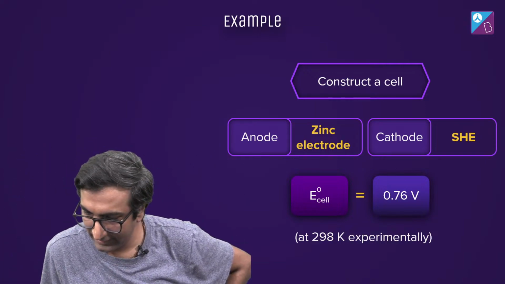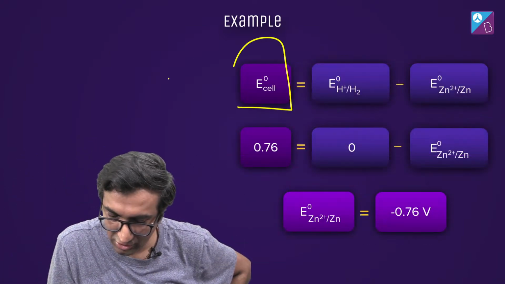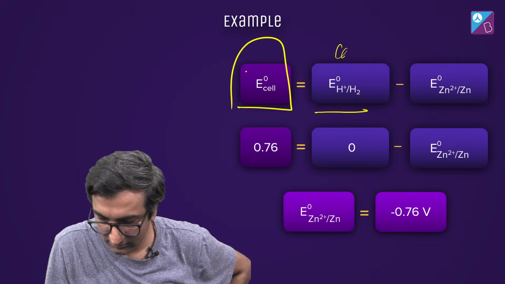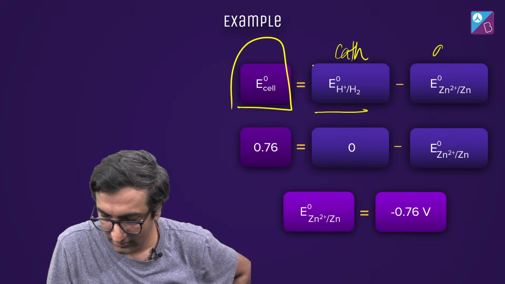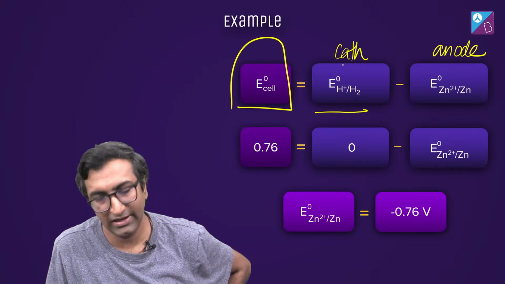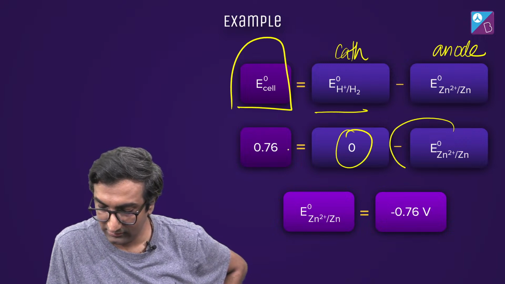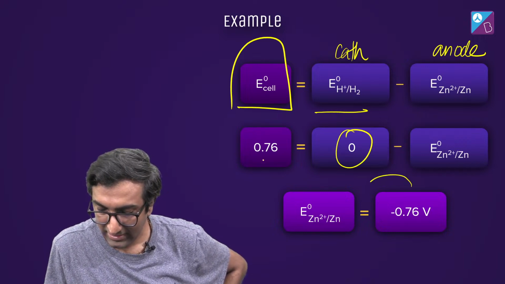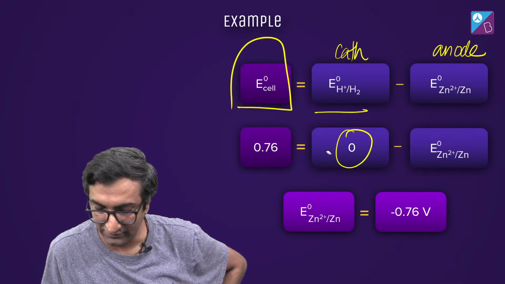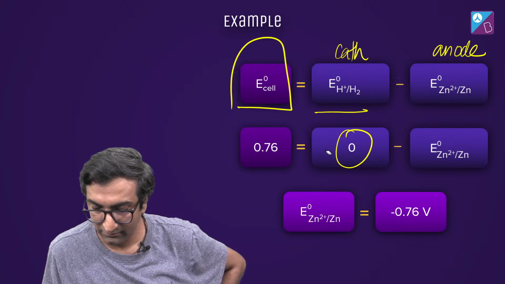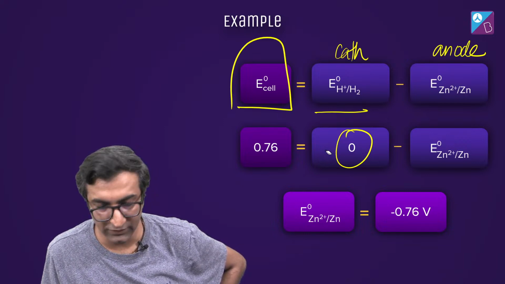देखो कैसे मिलेगा. What is E naught cell? This is cathode minus anode. Correct? ये जीरो है. This is minus of some number. And you get negative 0.76. खत्म. Okay? Cool?